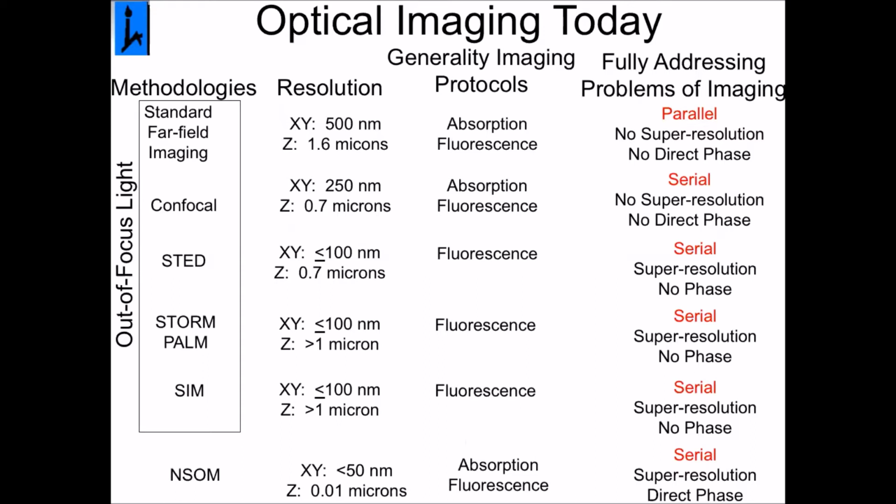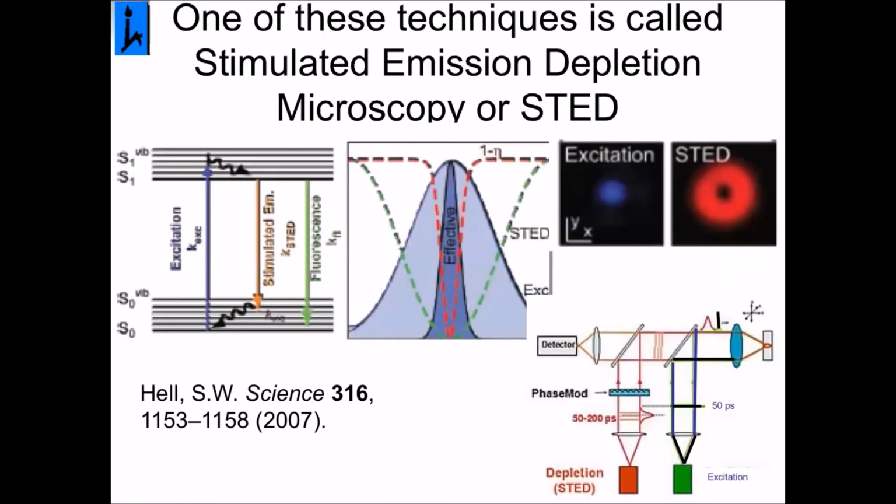So today we have a very interesting combination of techniques that can, in fact, give you super resolution. In addition to parallel imaging or standard optical microscopy, you have confocal, which I said is not super resolution. You have another microscope called STED, which I will talk about in a moment. There's another microscope called PALM or STORM. And there's another microscope called SIM. And then there's NSOM. All of them are serial microscopes. Okay. So what is STED?